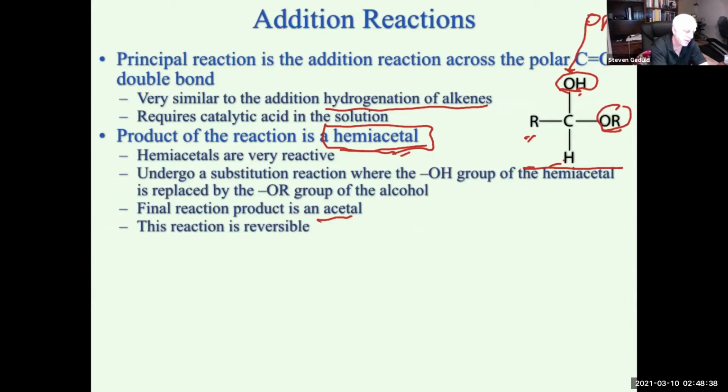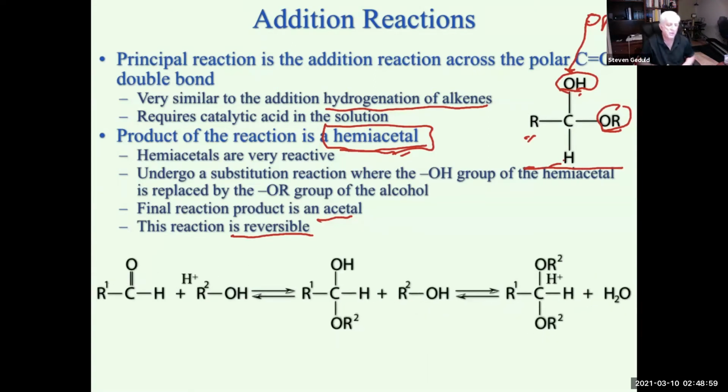This reaction is reversible, which means it comes to equilibrium. It reacts forward and backwards. So we're going to have a starting point. We're going to have a middle product. The middle product is our hemiacetal or hemiketal. Then we have a final product, which is our acetal or ketal. Okay, and the reaction goes in both directions.